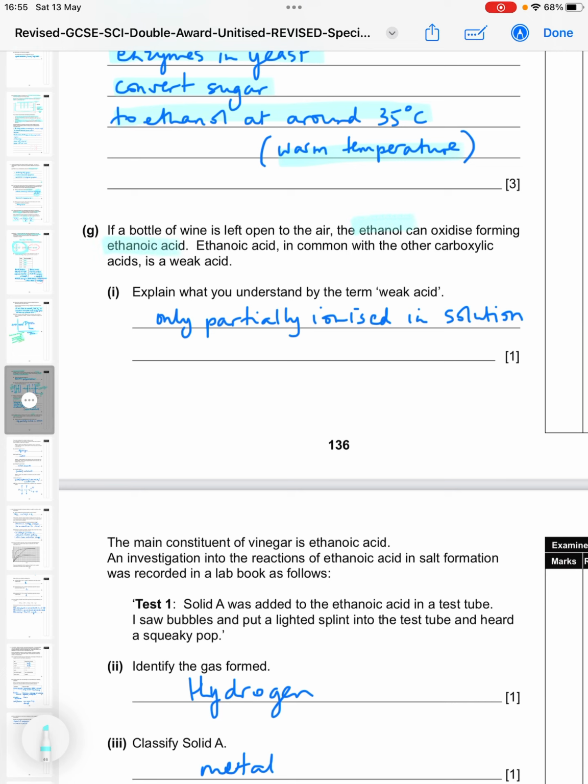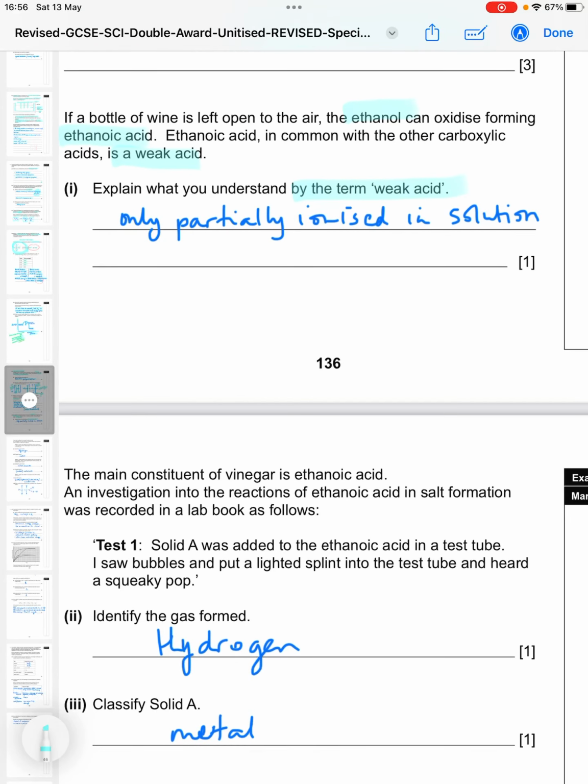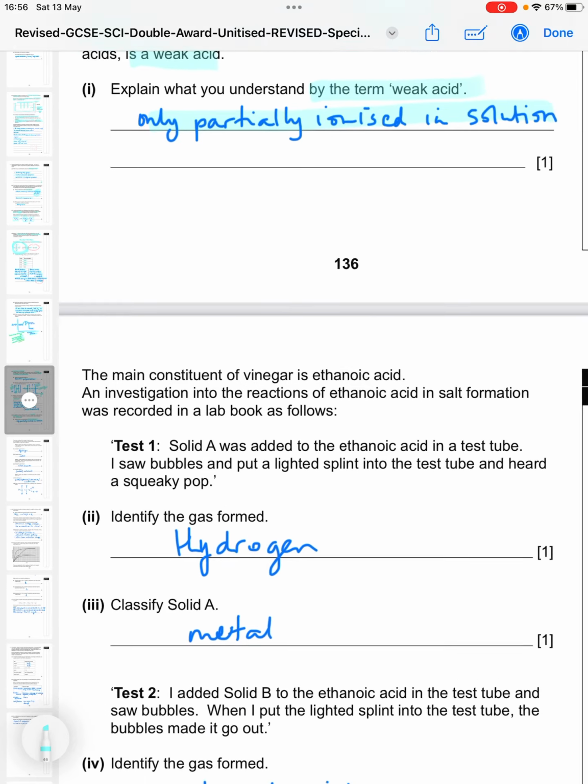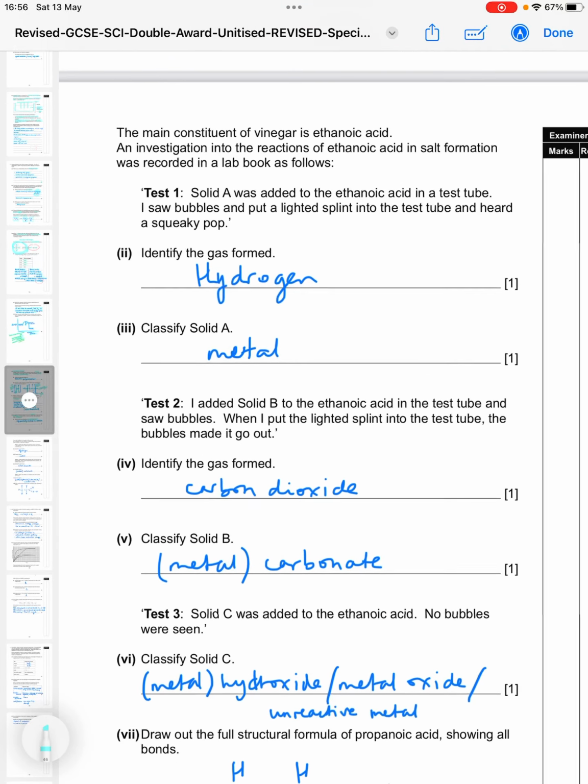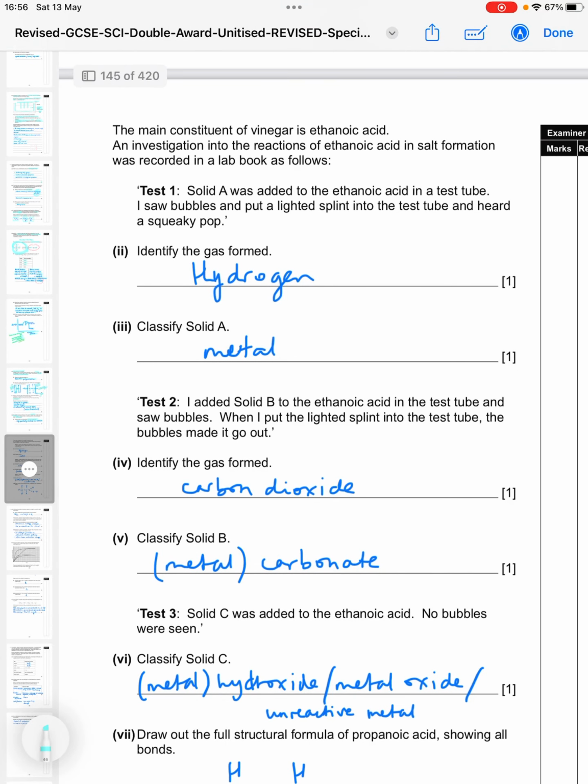So if a bottle of wine is left open to the air, the ethanol can oxidise, forming ethanoic acid. So ethanoic acid, in common with other carboxylic acids, is a weak acid. Explain what you understand by the term weak acid. So if it was a strong acid, you know what that would be, but weak acid, it's only partially ionised in solution. So strong acid would be fully ionised in solution.